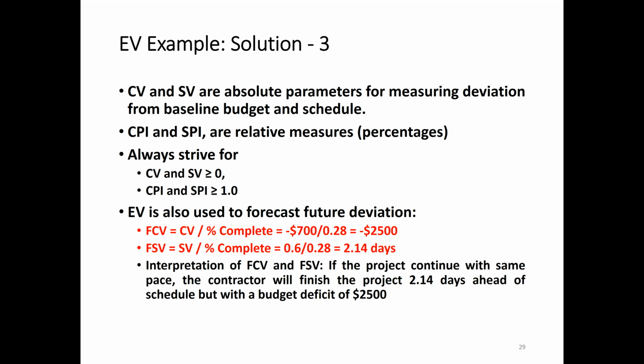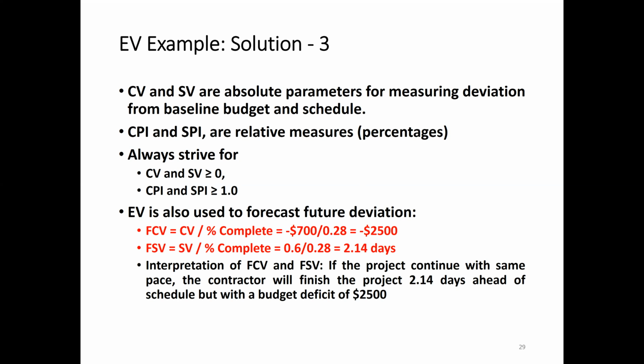Future cost variance means that if we continue at this same pace, we will have a total loss of $2,500. Future schedule variance is SV over percent complete. The SV we calculated before is 0.6 days ahead of schedule, and we divide it by the percentage complete, 0.28. So the total number of days becomes 2.14. It means we will complete this project 2.14 days ahead of schedule.